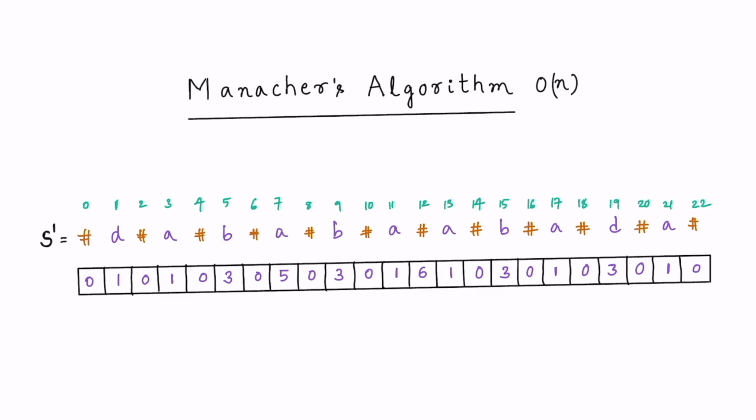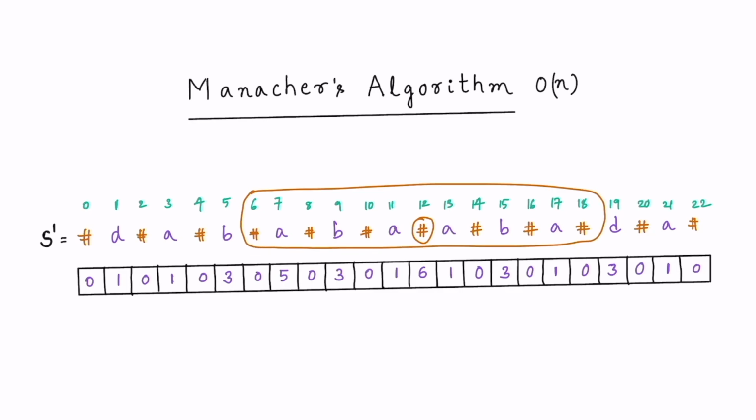Similarly, let's consider this character, and the table says that the longest possible palindrome with this character as the center has 6 characters to the right and 6 characters to the left. So the longest palindrome is this. If we removed all the hashes in between in this longest palindrome, we get this, which is the answer.